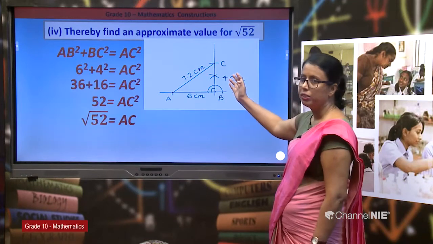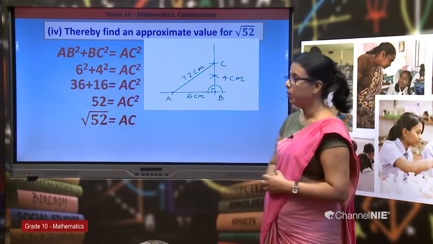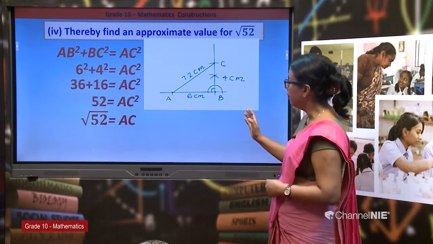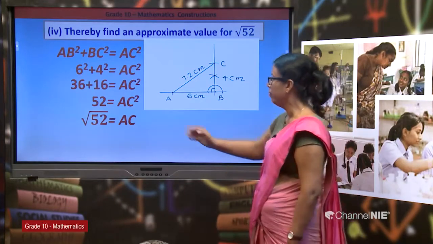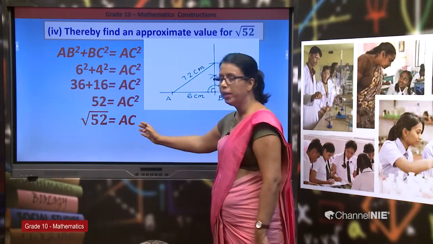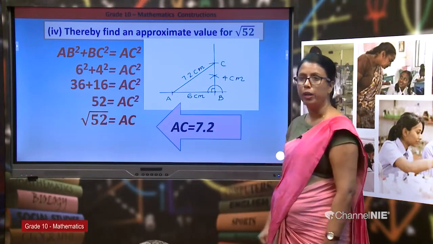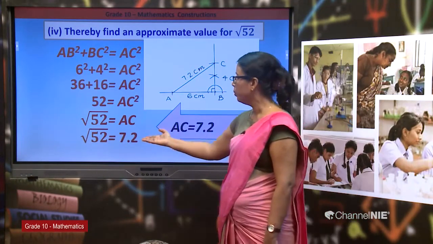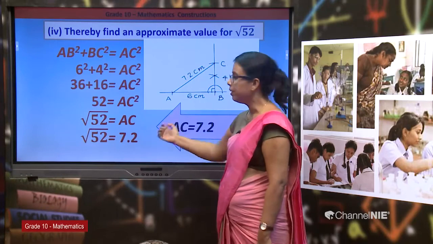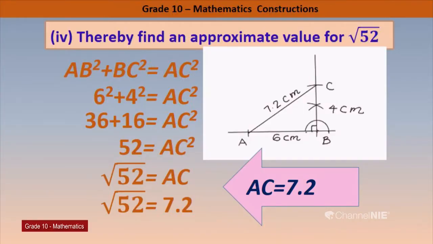According to this construction, we found AC equals 7.2. See children, AC equals 7.2. Even square root 52 equals AC. That means we can take AC as 7.2. So, the square root of 52, its approximation is 7.2. Thereby, the approximate value for square root 52 is 7.2.